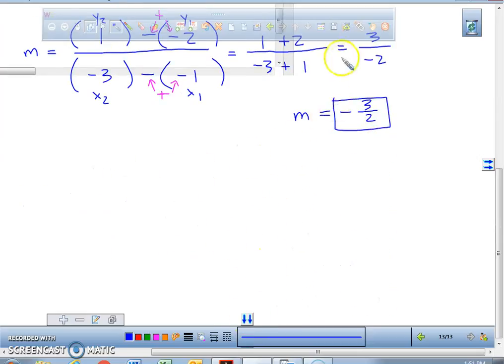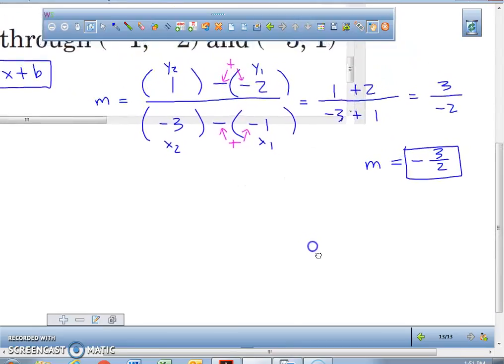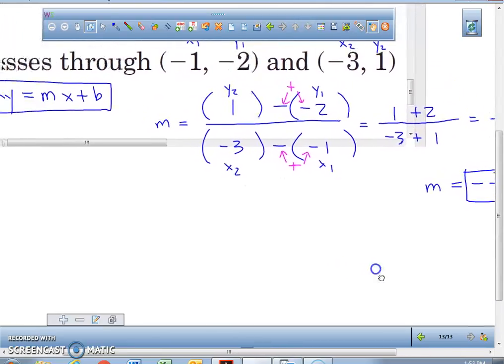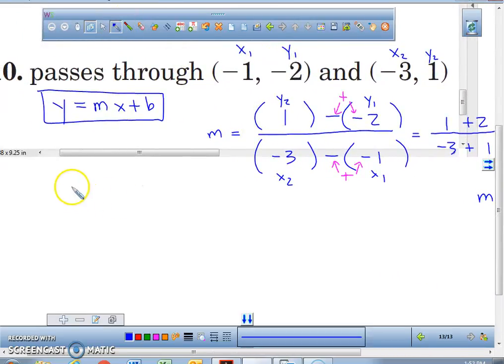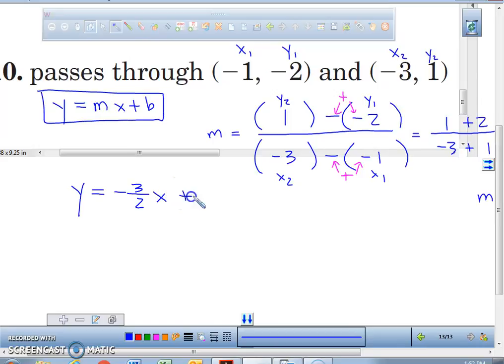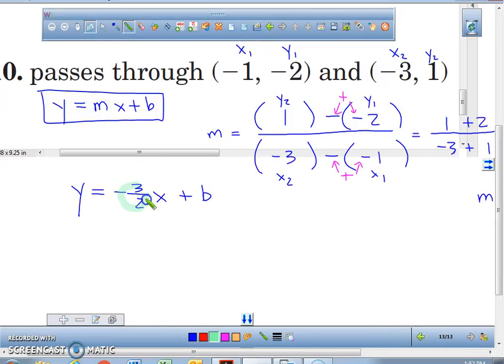So right now, let's write our equation with what we have. Ready? Here's our equation. If I wanted to write this in slope-intercept form, I would write y equals negative 3 over 2x plus b. So really, what's the only thing that we need to solve for now? We have the slope. We need the what? We need the y-intercept. So we have the slope. There it is. We just need the y-intercept.